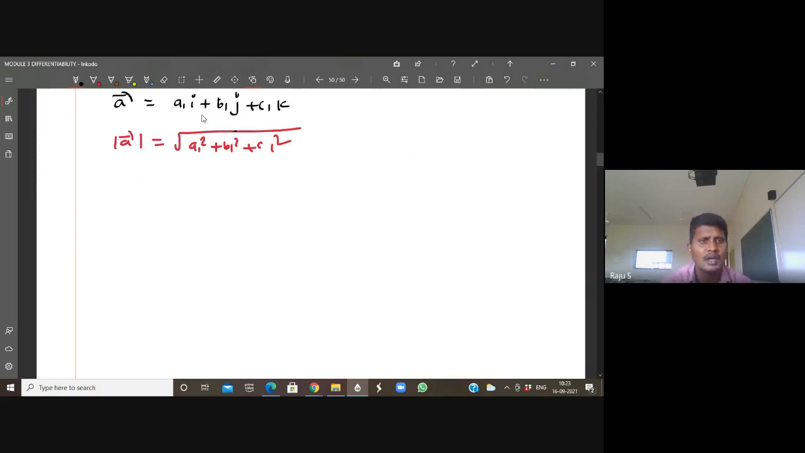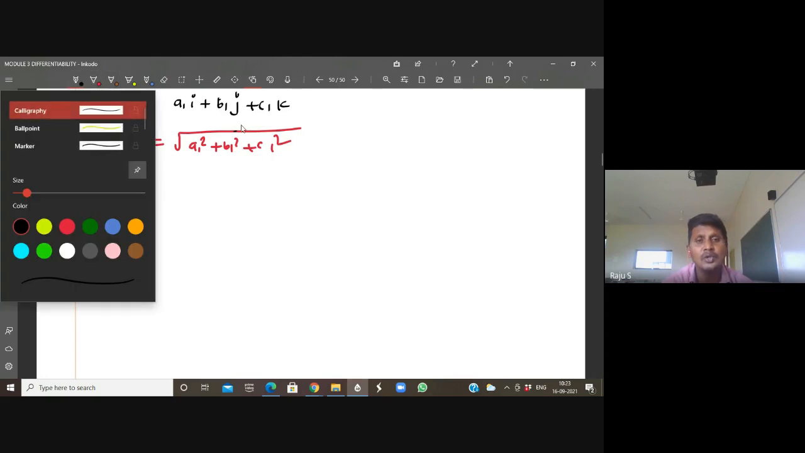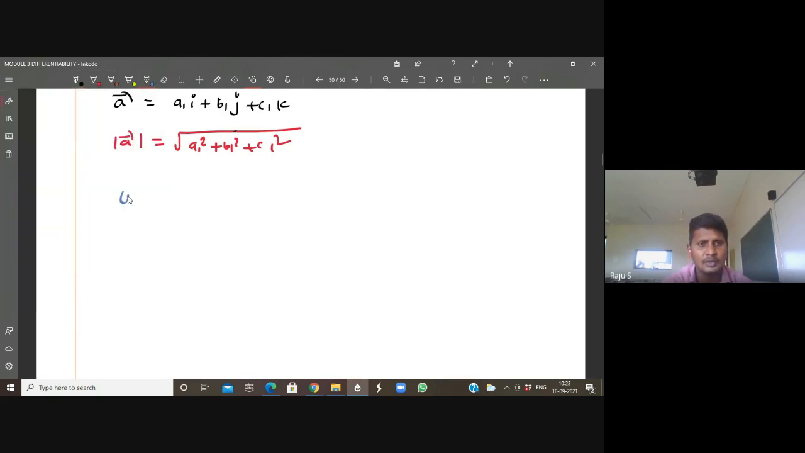Now, coming to the next one, which is the unit vector. Very important concept is the unit vector. This you already studied in physics. All this you already studied in physics in class 11. Am I right? So what is meant by unit vector?